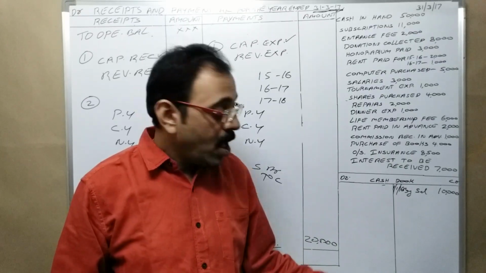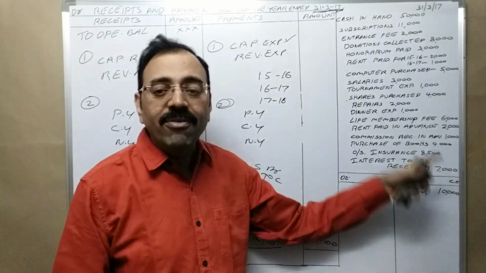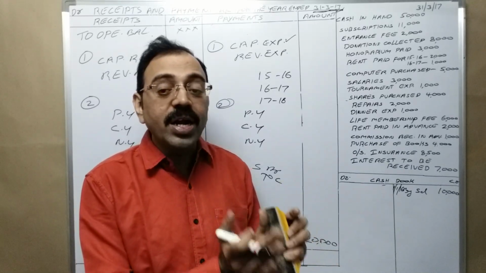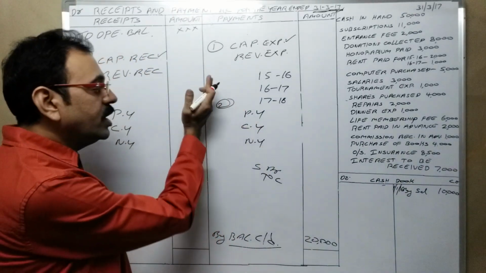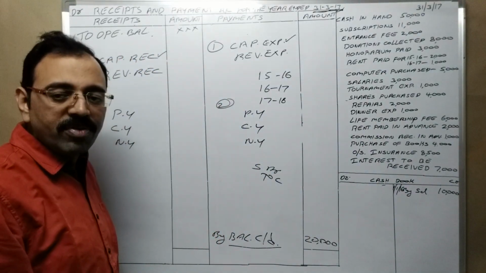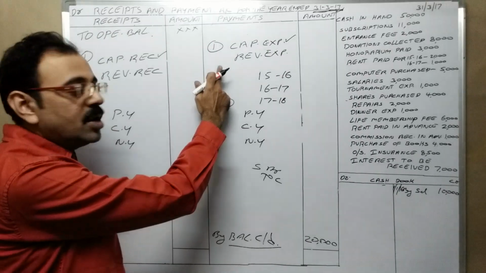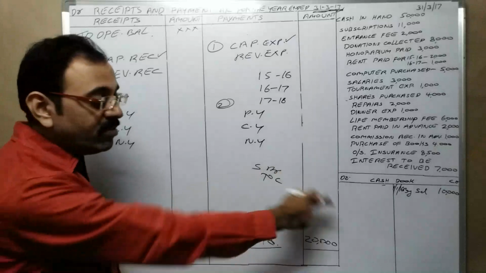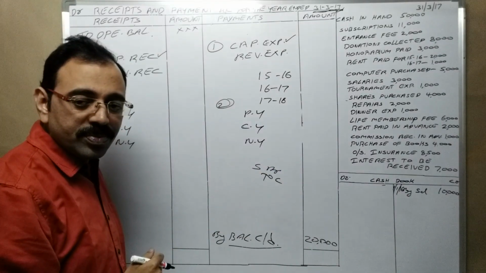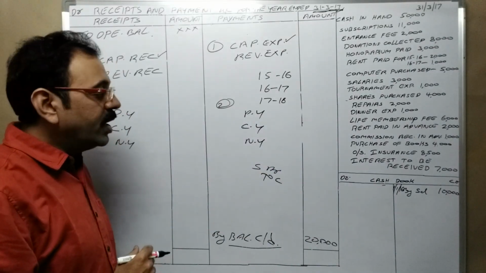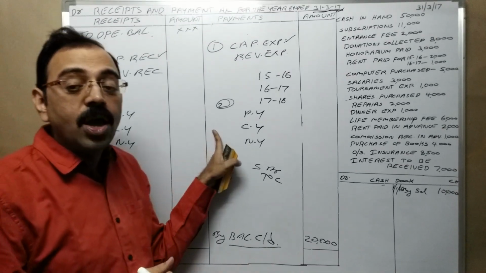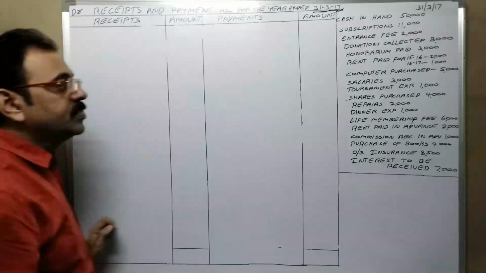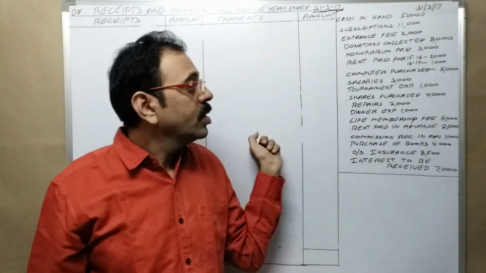Then what do we do? All these 12 salaries we add, and the total salary figure 1,20,000 we show in the receipts and payments account. We said it appears on the credit side, by salaries 1,20,000. Got the difference between these two? So remember this point. The receipts and payments account is a summary of the cash book. Clear? Right. We'll do one problem now.